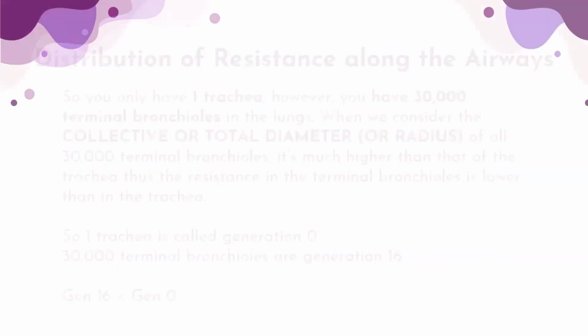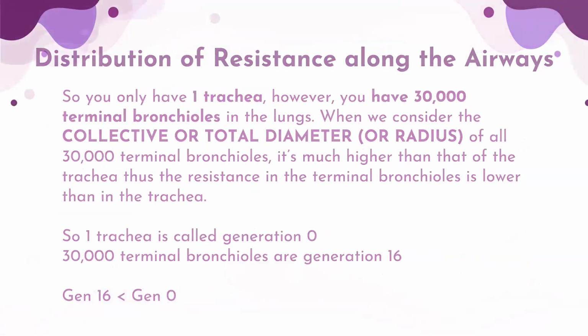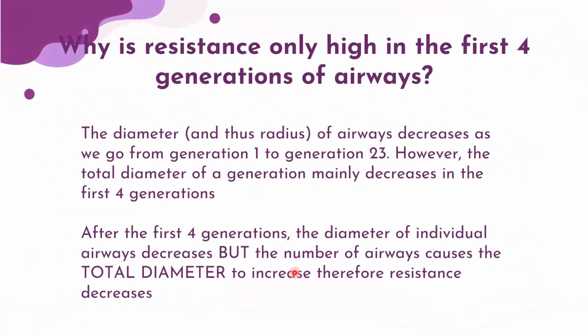Now, a point that I actually mentioned here is that I said that the upper airways, particularly the first 4 generations of airways, have the highest resistance, okay? And you must be wondering why just the first 4 generations? What's so particular about that? That's because when you go from generation 0 to generation 23, the diameter and thus the radius of airways decrease, okay? But the total diameter of a generation mainly decreases in the first 4 generations, okay?